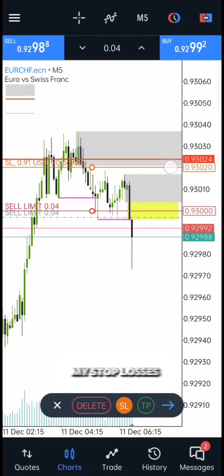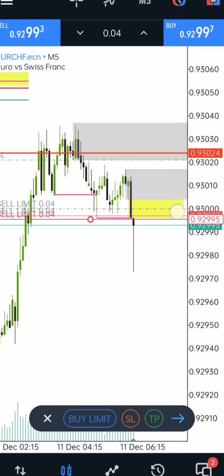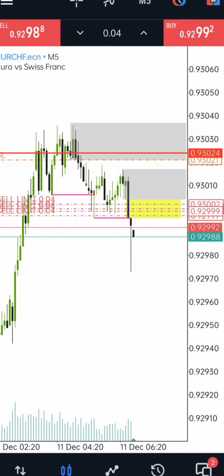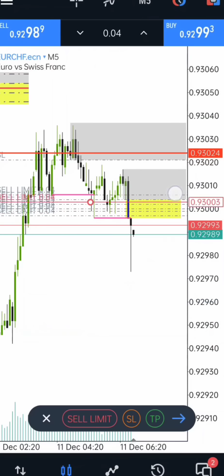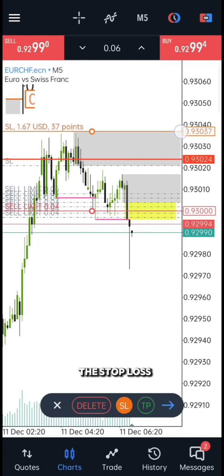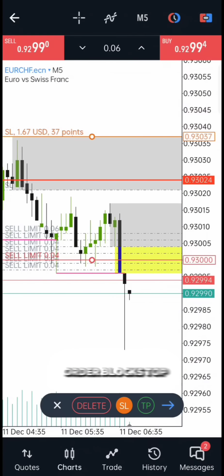Also set all of my stop losses above the order block zone. Actually, it is safer and more beneficial to put the stop loss above the maximum high. If you want, you can keep your stop loss right above the order block's top.